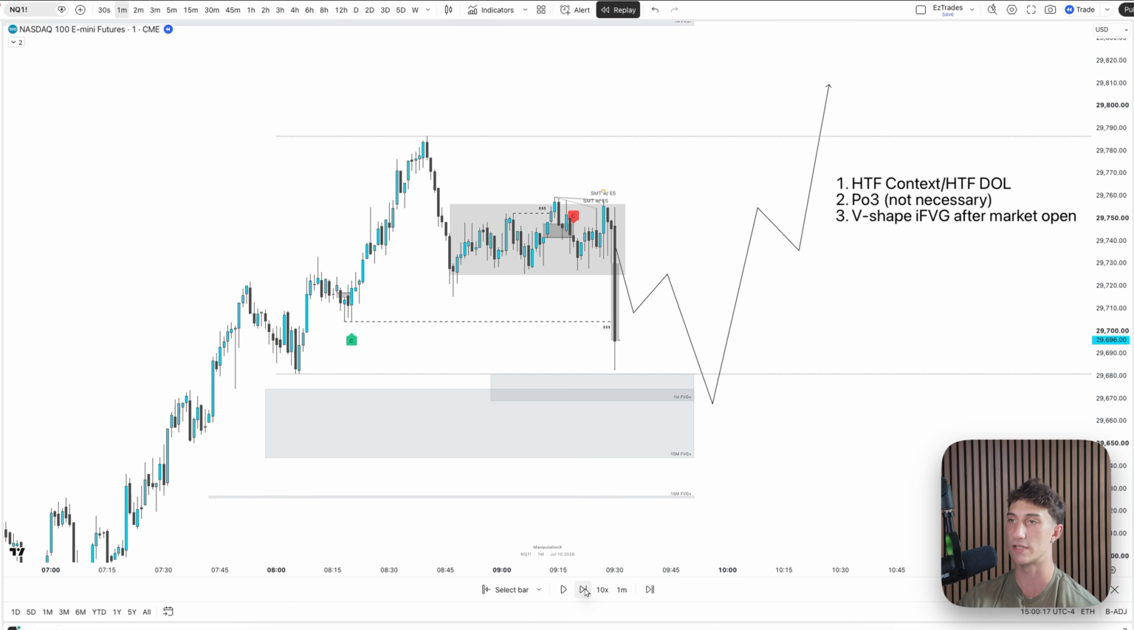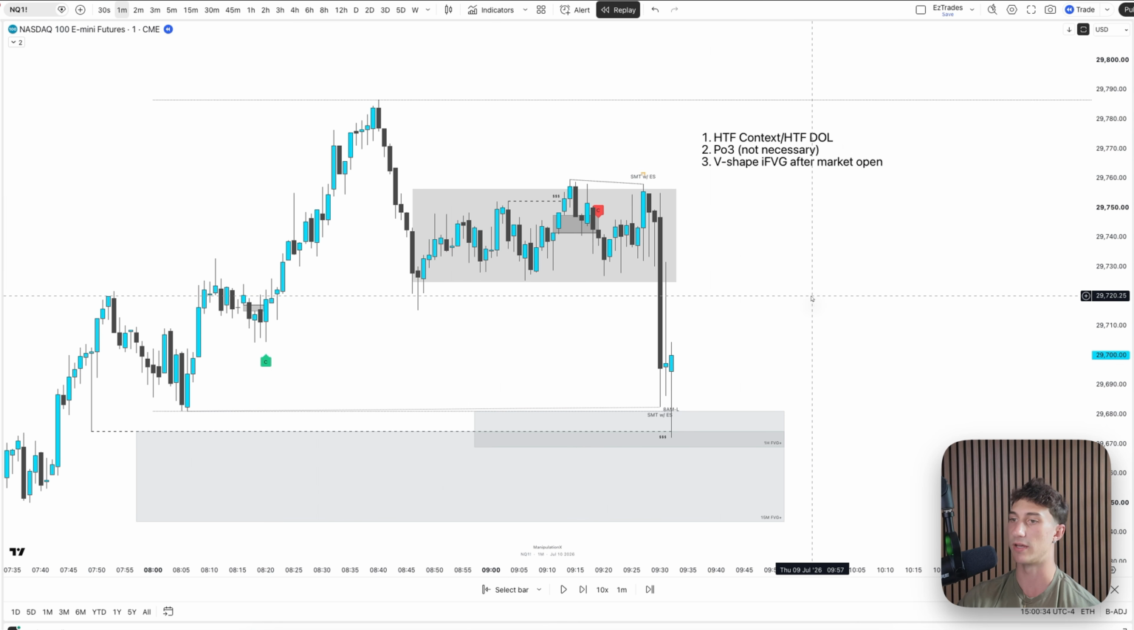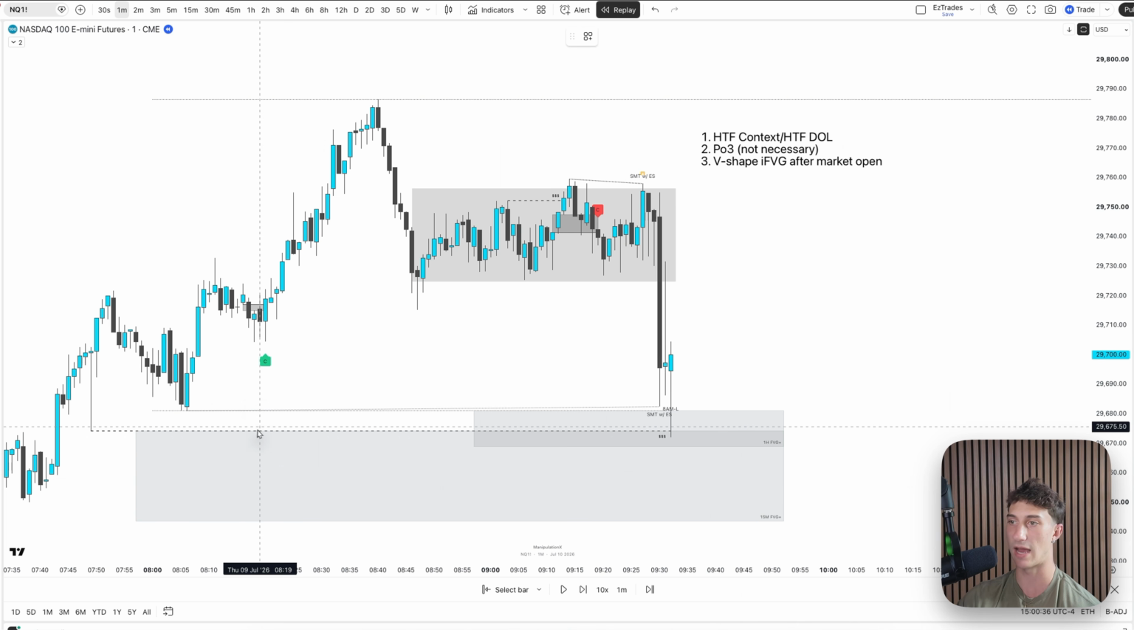So all I'm waiting for is for the market to open, and boom, there we have it. You can see that we have swept the 8 a.m. low. Let me zoom in a little bit here. Okay, you can see that we have swept the 8 a.m. candle low right here, and we have tapped inside this 1 hour bullish fair value gap.